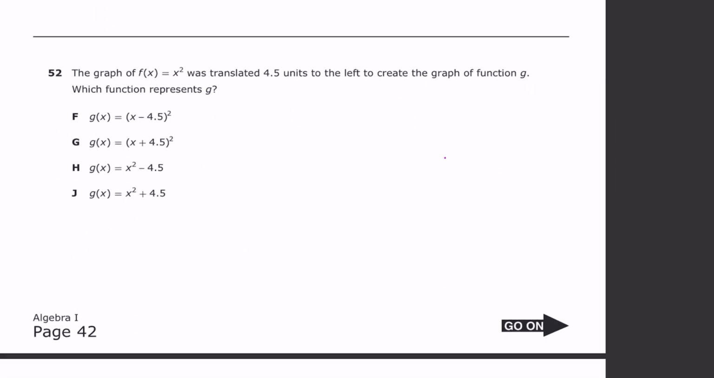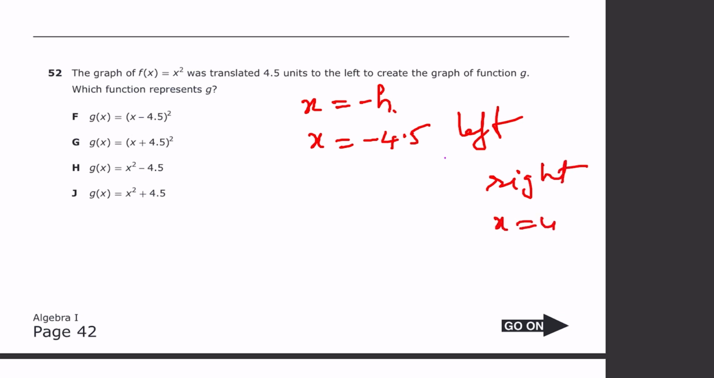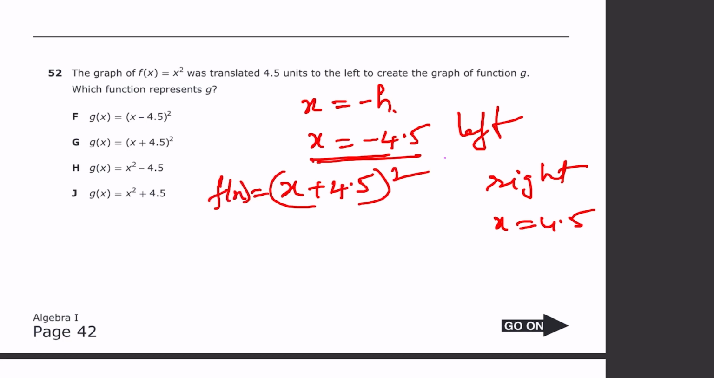Next, the 52nd. The graph f of x is equal to x square was translated 4.5 units to the left to create the graph of the function g. Which function represents g? When a translation takes place in a quadratic equation, we write x is equal to minus h. Here that means x is equal to minus 4.5 for left, and for right it is x equal to 4.5. So x equal to minus 4.5 means the translation is x plus 4.5. Therefore the function is x plus 4.5 whole square. For left it becomes plus, for right it becomes minus, x minus 4.5 we write at that time.